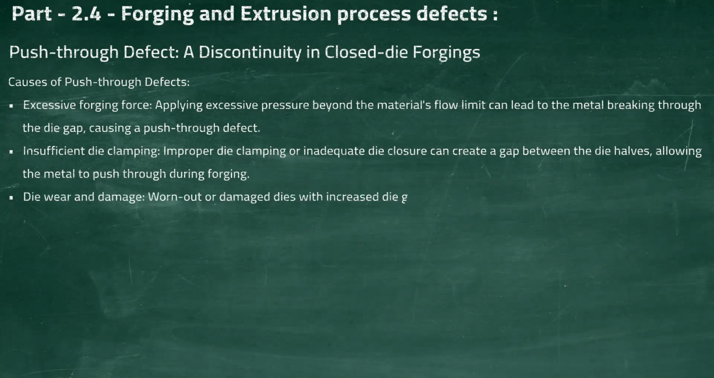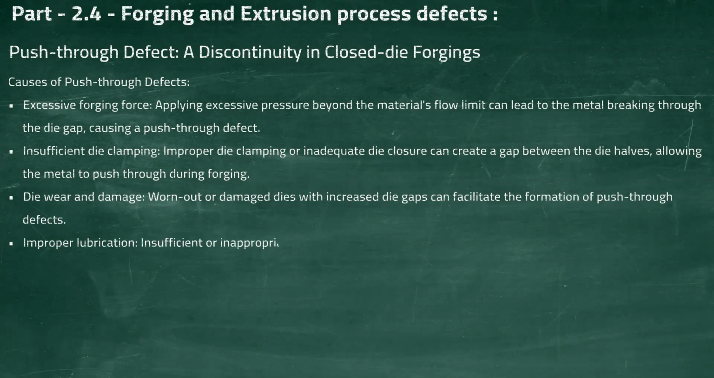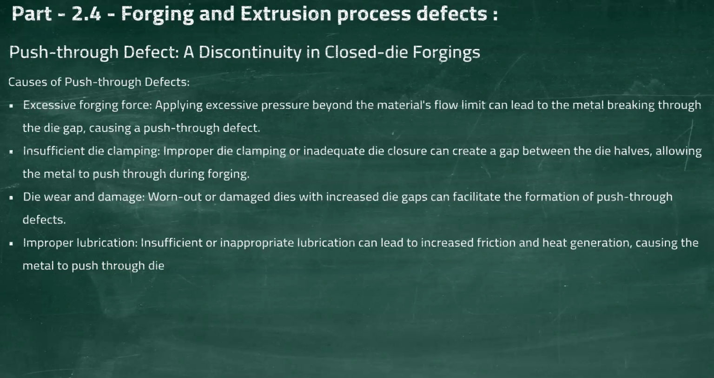Die wear and damage. Worn out or damaged dies with increased die gaps can facilitate the formation of push-through defects. Improper lubrication. Insufficient or inappropriate lubrication can lead to increased friction and heat generation, causing the metal to push through die gaps more readily.